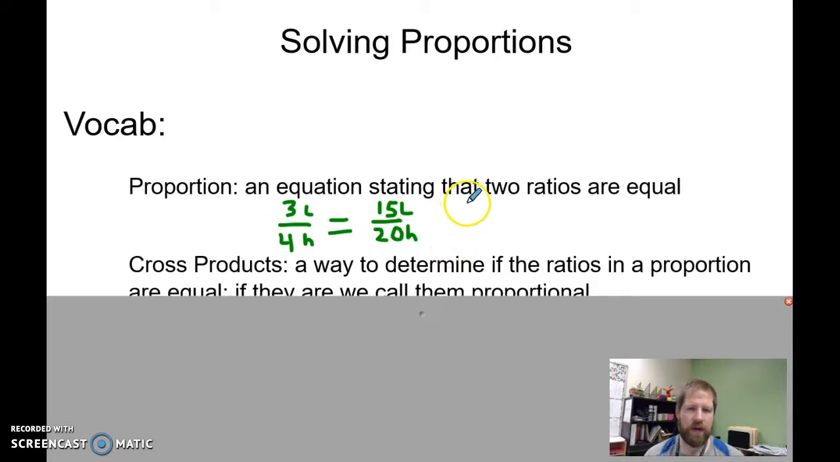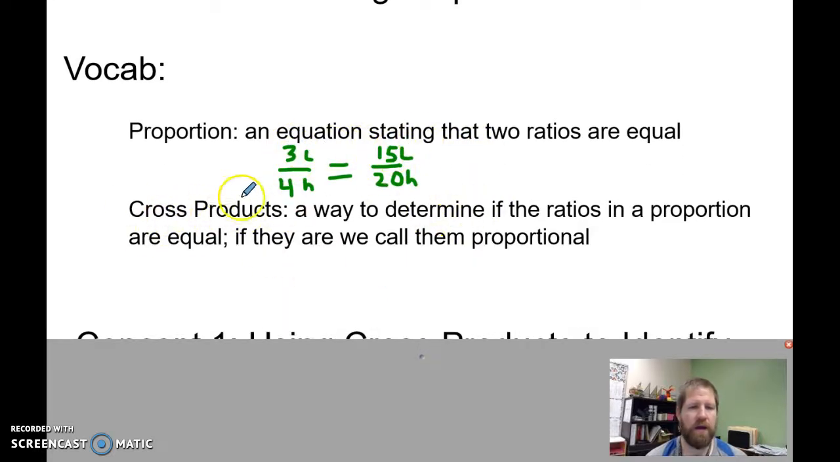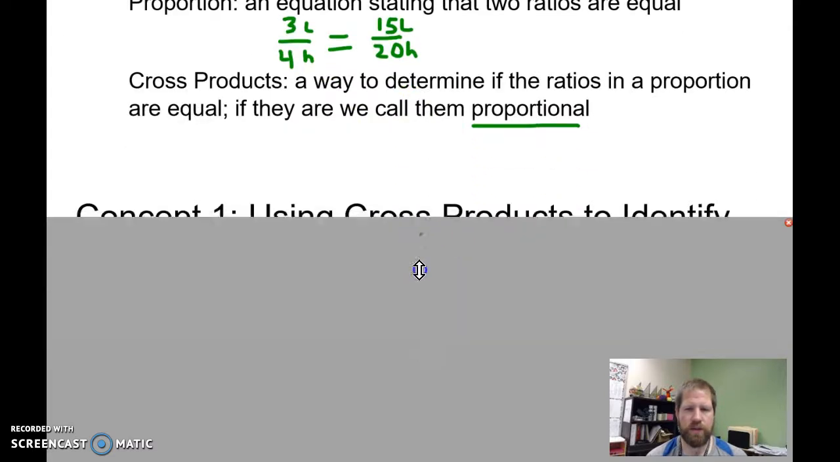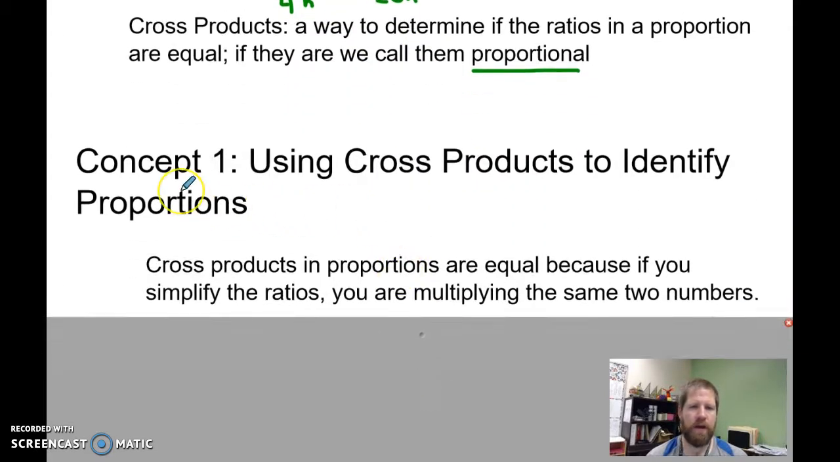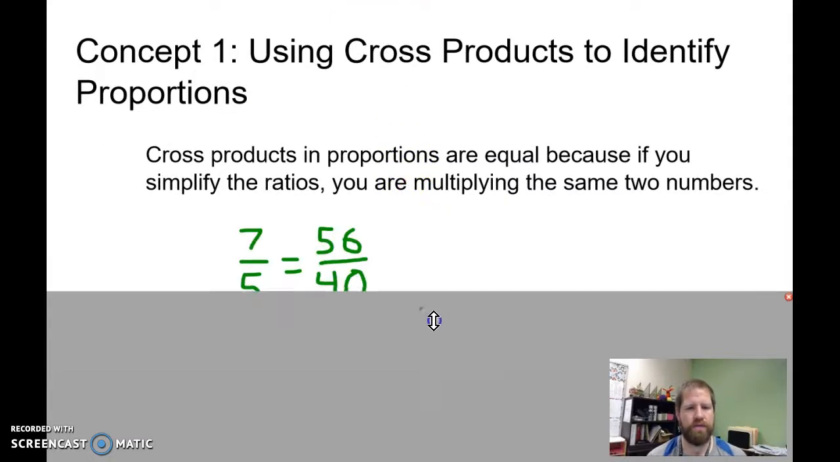You might already be able to see that these are equal, but sometimes it's harder to tell, and that's why we have a system called cross products. That is a way to determine if these two ratios are equal. And if they are equal, we call them proportional. So we're going to use our cross products to identify if the proportion is proportional, if the proportion is true or if the equation is true.